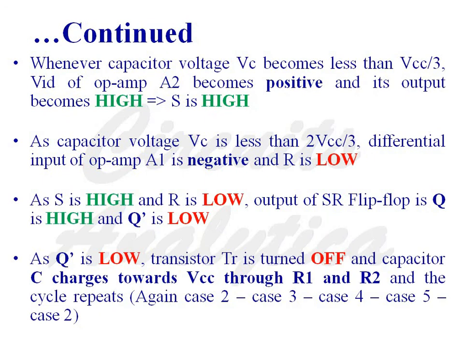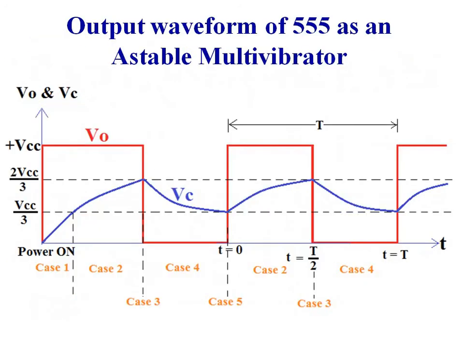So the sequence of operations continues. Again case 2, case 3, case 4, case 5 and so on. This is the output waveform of 555 as an Astable Multivibrator.